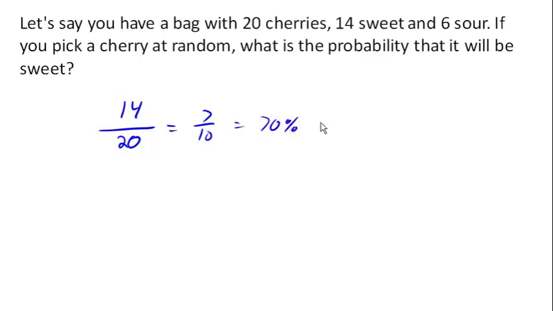Now, that is, of course, assuming that all of our cherries are actually the same in shape and size. If they happen to look different, then that might not be the case. Let's look at another one.